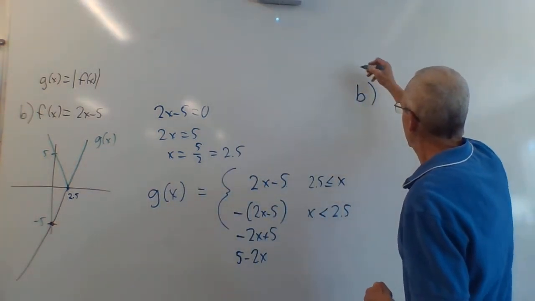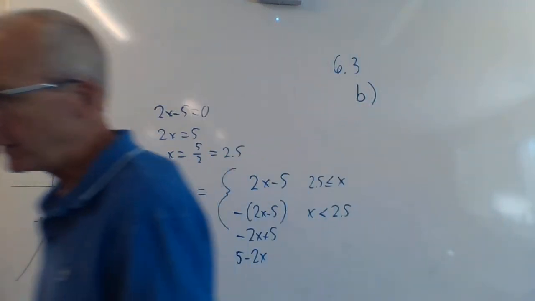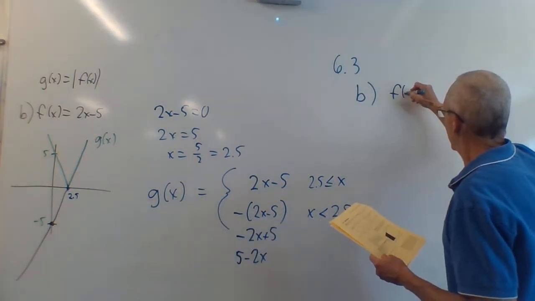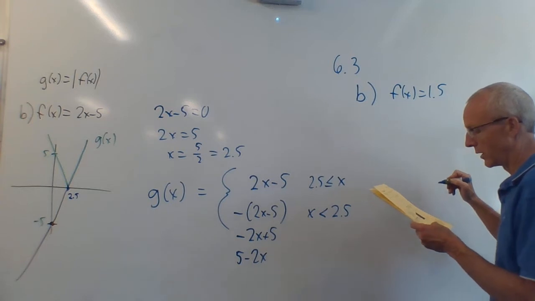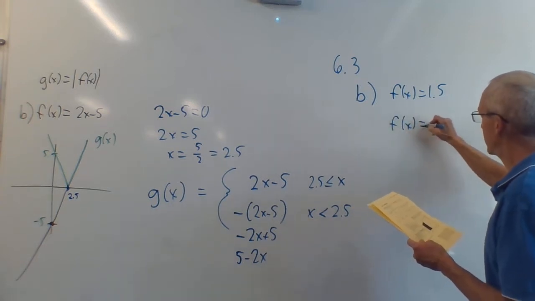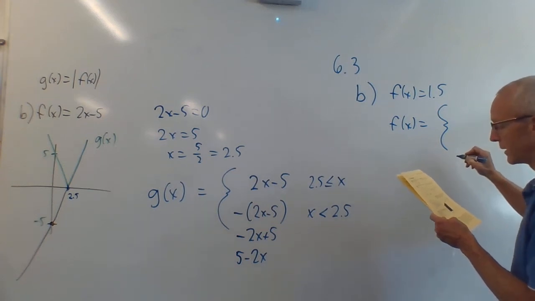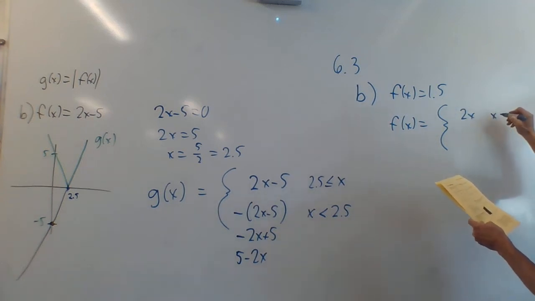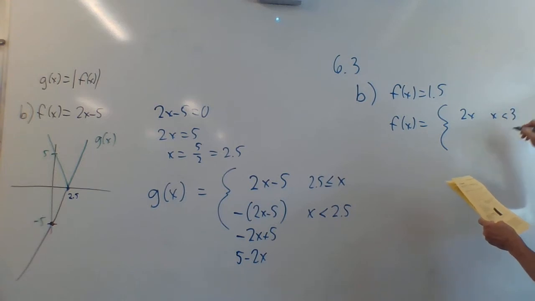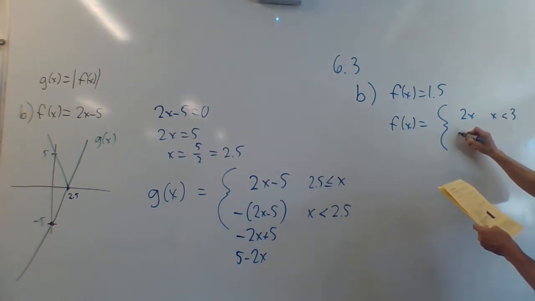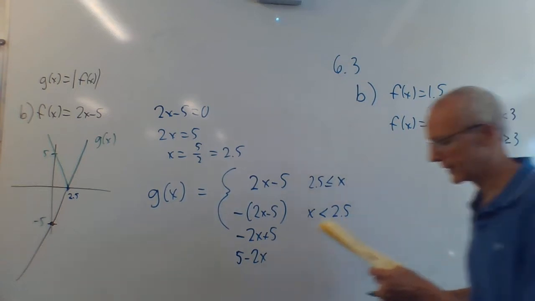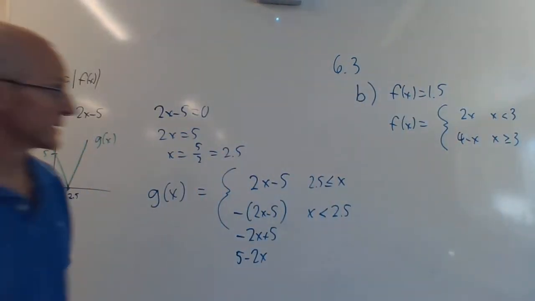Okay, so B, this is 6.3b, and here they give us the multi-part function, and we want to solve it for x. So here's what they say. They want f of x to be 1.5, where f of x is defined by this multi-part rule: 2x when x is less than 3, and 4 minus x when x is greater than or equal to 3. Okay, so when is it equal to 1.5 with those two things?